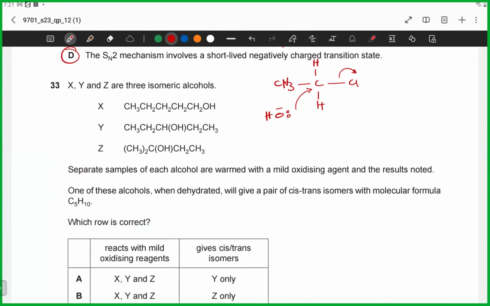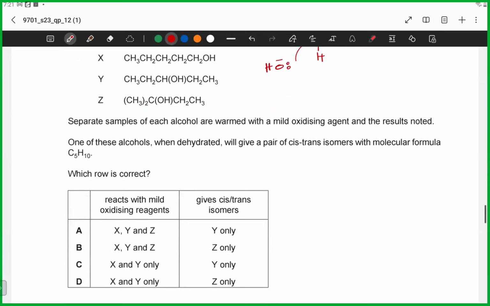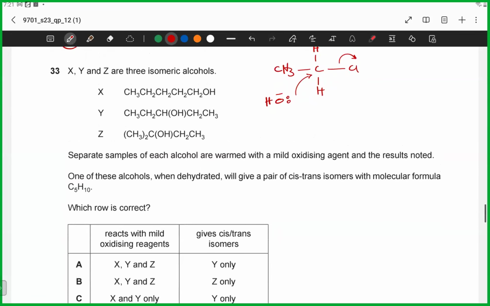अच्छा, X, Y and Z are three isomeric alcohols. Separate samples of each alcohol are warmed with mild oxidizing agents. One of these alcohols, when dehydrated, will give a pair of cis trans isomers with the molecular formula C5H10.